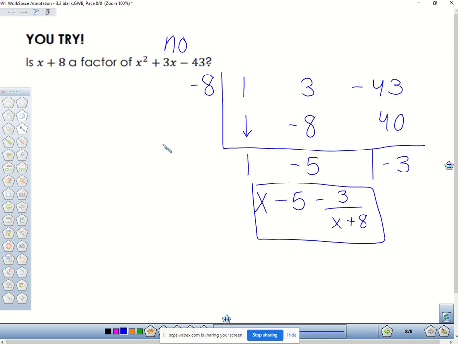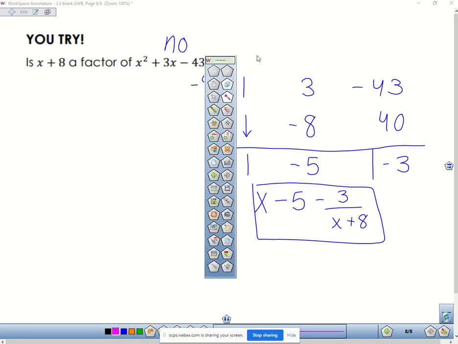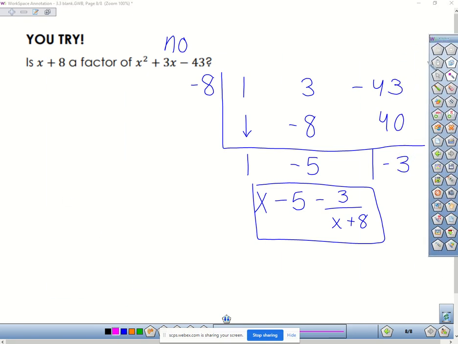Now, could I also have done this using long division? I'm going to do it with long division just because I know you all have to work on that homework and I want to make sure you guys remember how to do it. So I'm also going to do this with long division. Just to refresh your memory, that would be x plus 8, and then on the inside, that would be x squared plus 3x minus 43. I didn't have to put any placeholder terms in.